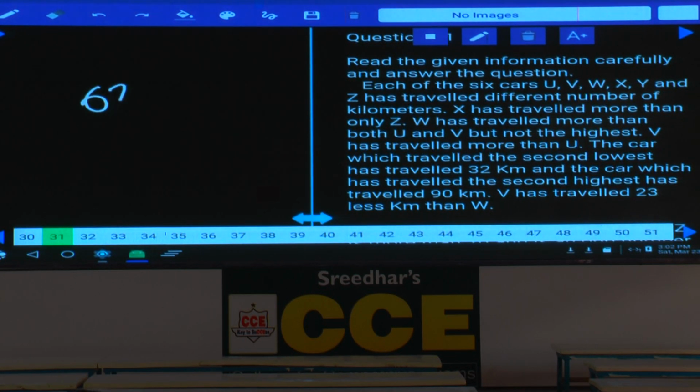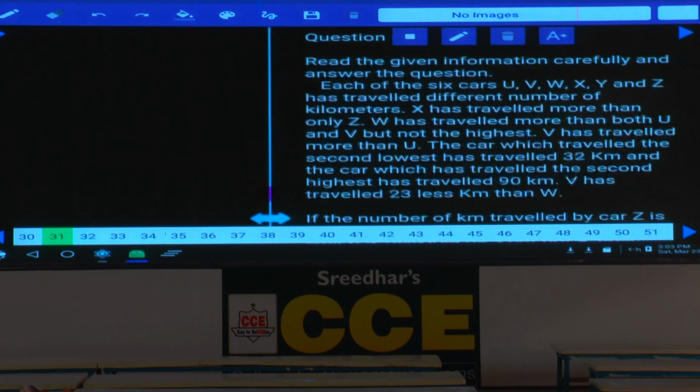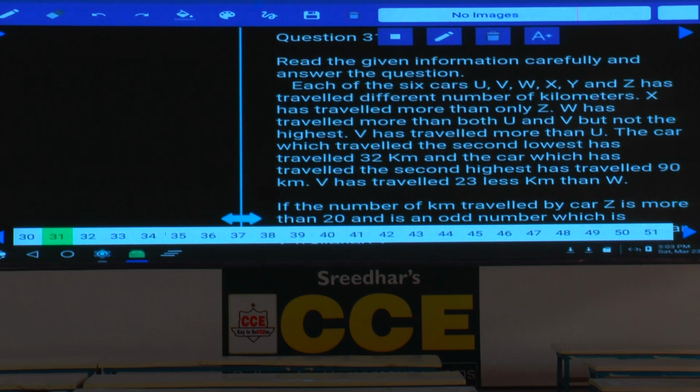In this paper number 625, question numbers... Now tell me, what are the question numbers? Question number 66 onwards. Now question number 66: each of the 6 cars U, V, W, X, Y, and Z has traveled a different number of kilometers. Now these 3 questions are based on comparison. In total we have 6 cars U, V, W, X, Y, and Z.